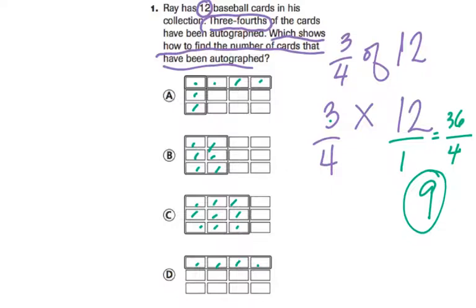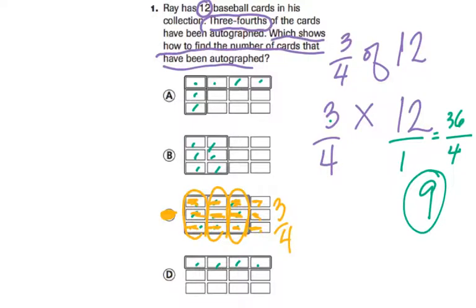The other thing I can look at is which of these shows 3 out of 4 each time. So I can think of 1/4, 2/4, 3/4, and then this part isn't used. I can also see 3/4 of the total, and the total group size is 12, because there are 12 of these boxes: 1, 2, 3, 4, 5, 6, 7, 8, 9, 10, 11, 12. So C would be the best answer choice.